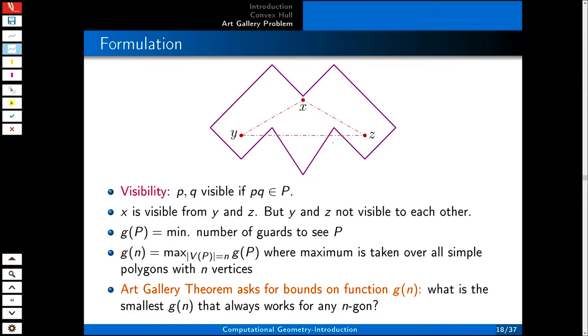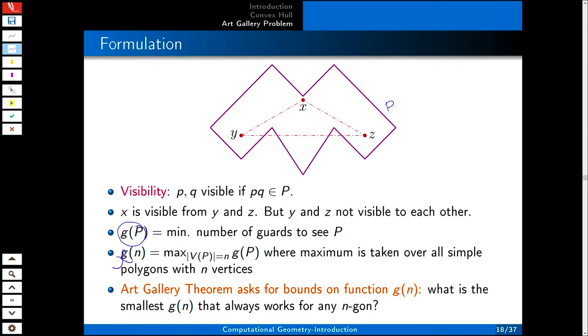Suppose I give you a polygon P. This is my polygon P. Let's denote the minimum number of guards required to guard this polygon P by G of P. So call it F maybe. And this polygon, suppose, has n vertices.